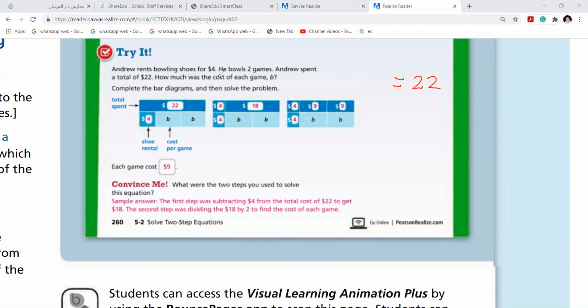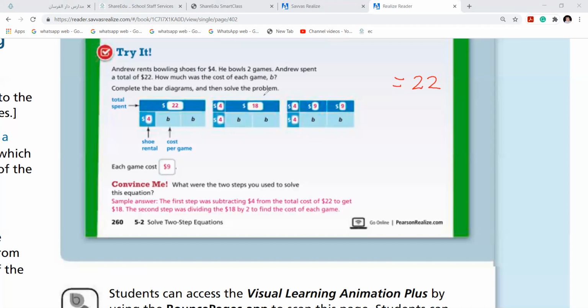And he bowls how many games? 2 games. That means the cost per game is B. I don't know, per game, how much is the cost? But the shoe rental is 4. So that is 4 plus B. In the second game there are 2 games, so I did 4 and B, and here again, B.